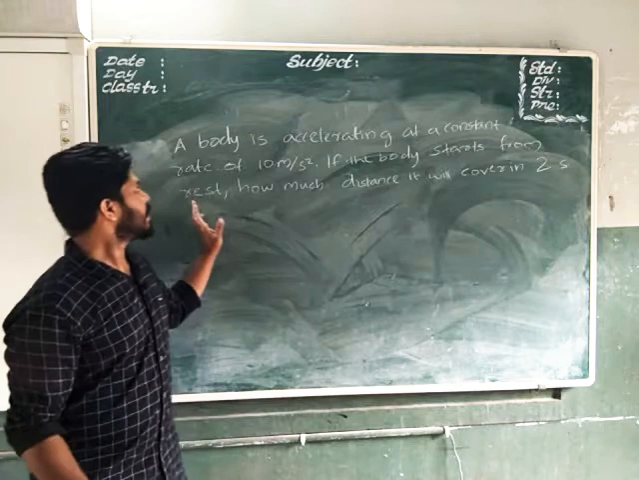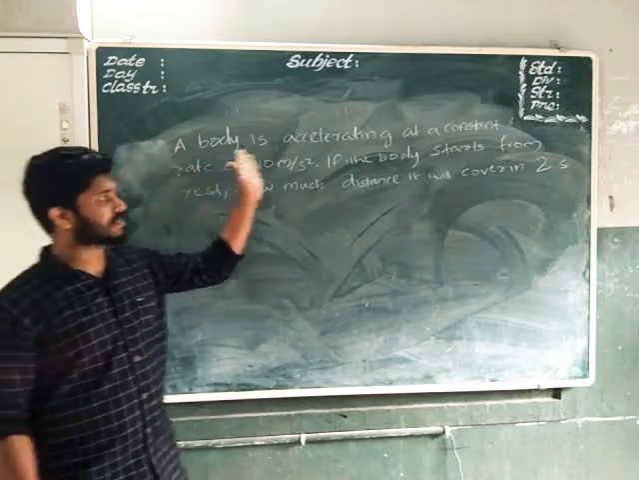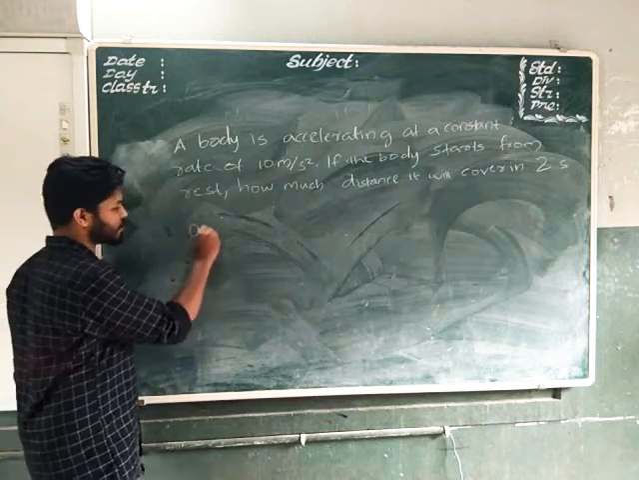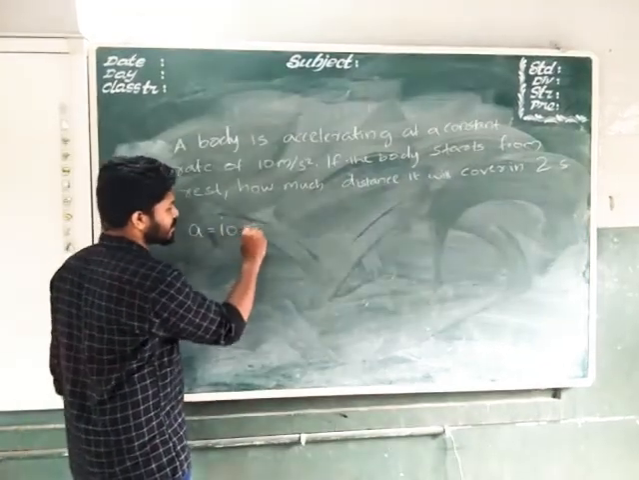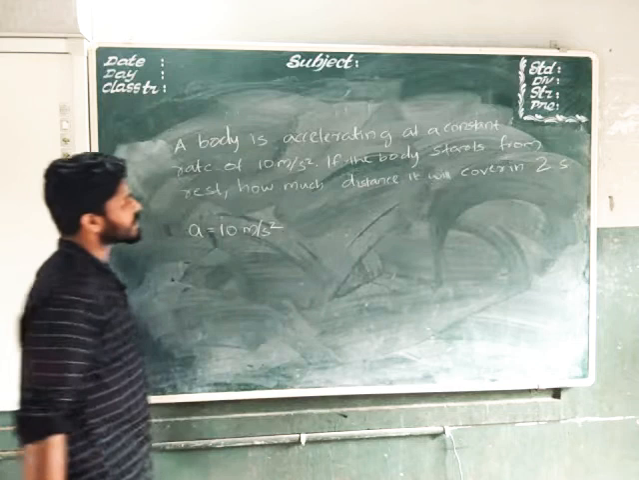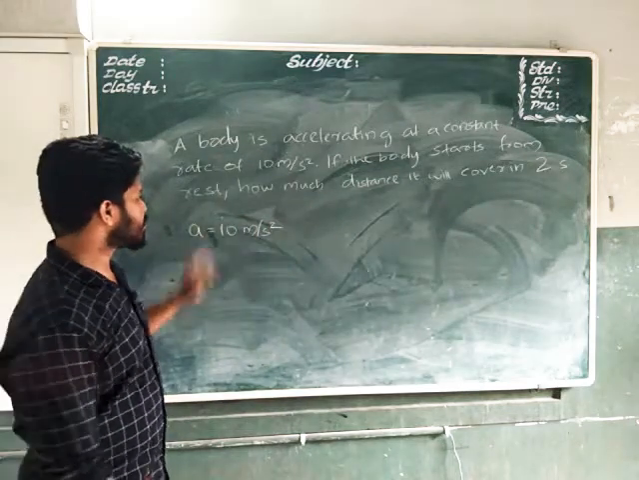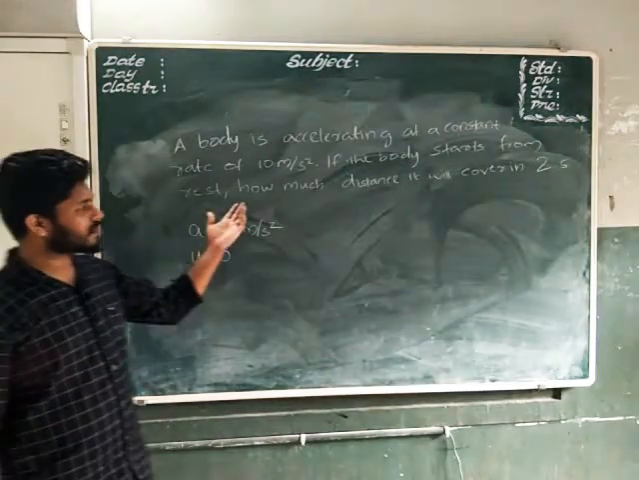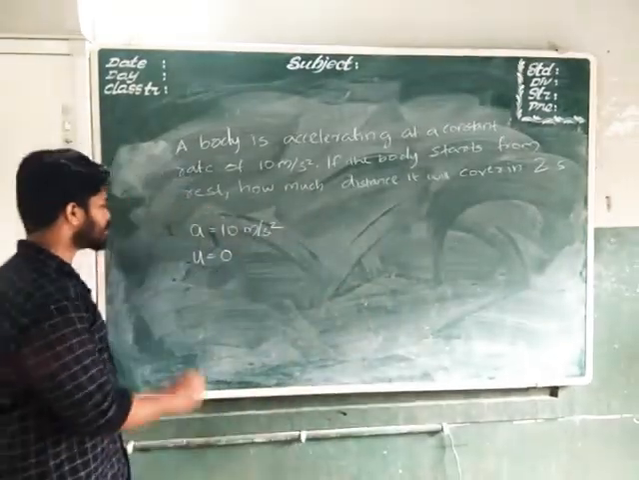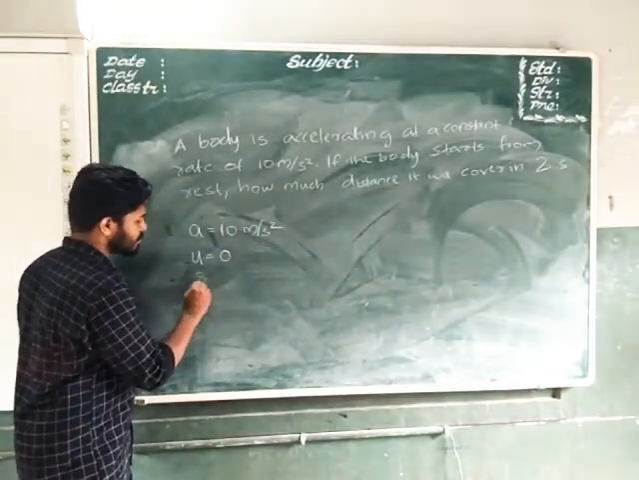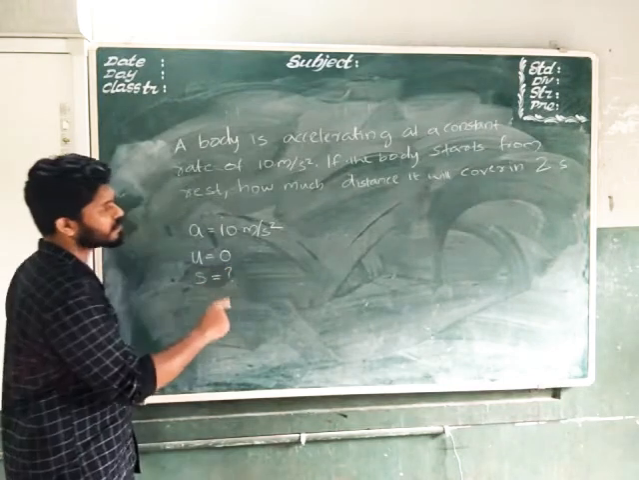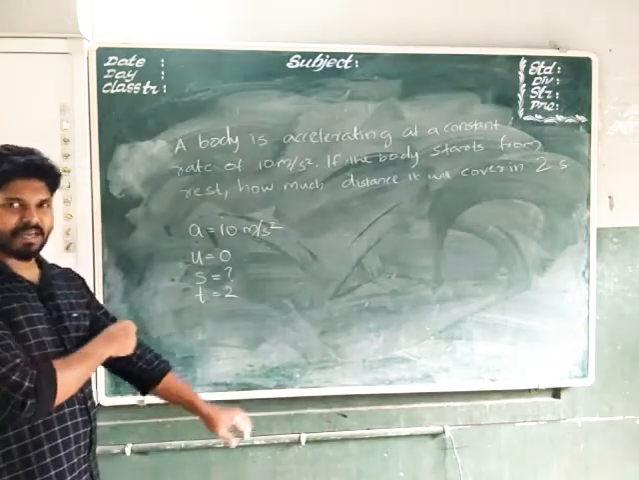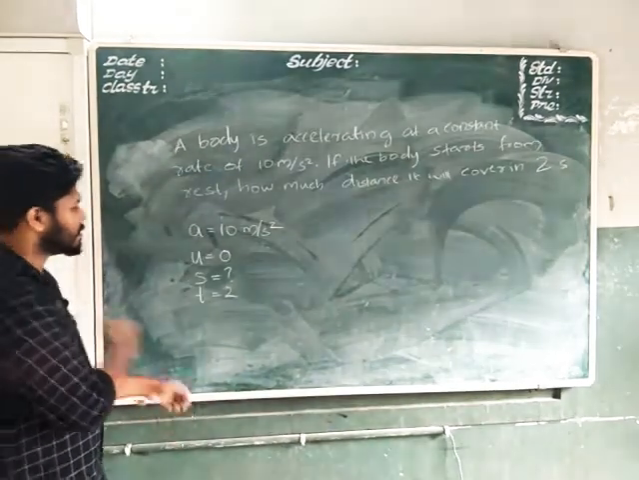Sorry for the lag. Let us read the question. A body is accelerating at a constant rate of 10 meter per second square. First point to note down, the acceleration is 10 meter per second square. If the body starts from rest, the next point to note down, u equal to 0. How much distance will it cover in 2 seconds? Distance is not given, time is 2 seconds. Again the same type of question, isn't it?